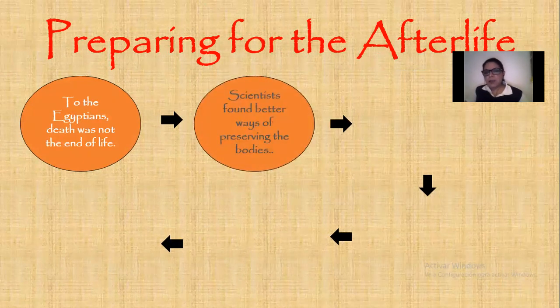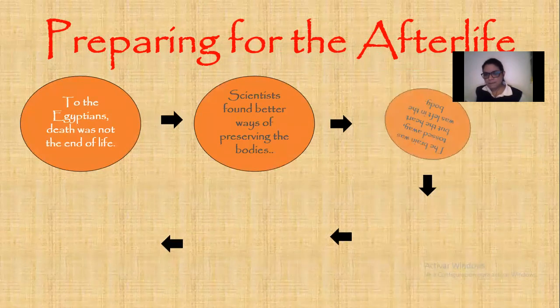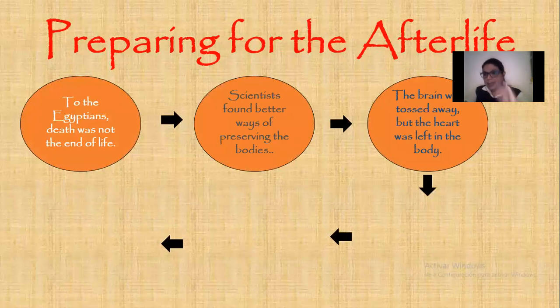But scientists found better ways of preserving their bodies. Okay, look at this. The brain and other organs such as the stomach, the intestines, the pancreas, the liver, you know, the ones that are located in the abdomen were tossed away. But the only organ that was preserved inside the body was the heart. It was left in the body because it represented the soul of the person. I mean, all his or her feelings and thoughts.